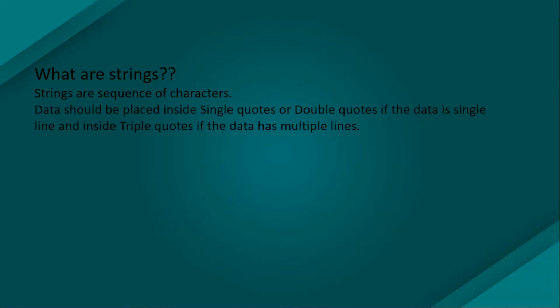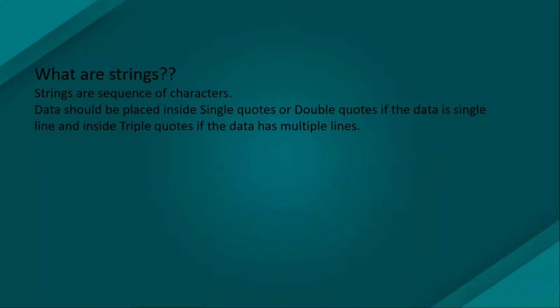Let's see what are strings. Strings are simply a sequence of characters. String data should be stored inside single quotes or double quotes if it's a single line, and in triple quotes if the data contains multiple lines. So as we all know, everything is an object in Python. For example, a variable with integer data is an object of integer, and a variable with string data is an object of string.